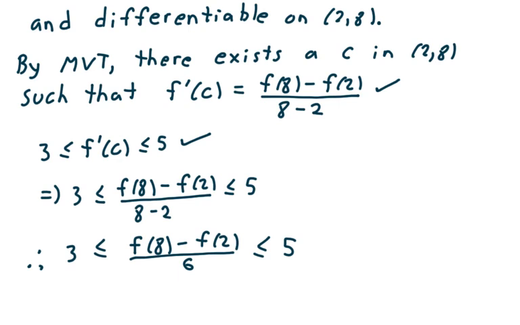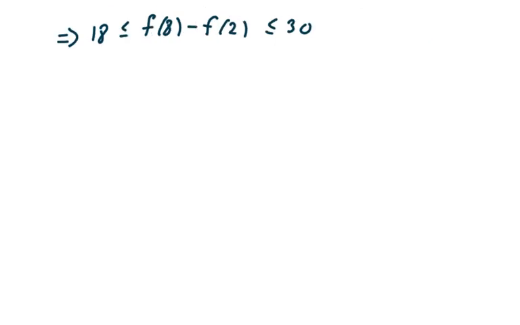8 minus 2 is 6. So f of 8 minus f of 2 divided by 6 is greater than or equal to 3 and less than or equal to 5. So we're going to multiply through by 6. And when I do that, I get 18 is less than or equal to f of 8 minus f of 2, and that's less than or equal to 30. And that's exactly what I wanted to prove. And that's how you do problem number 30.